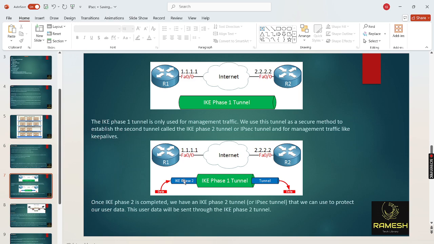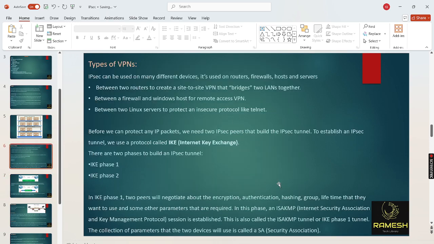Cyber security is mostly based upon this IPsec only, for transferring data securely. Once phase 2 is up, the data will be sent through this phase 2 tunnel securely. Okay, and this is about phase 1 and phase 2.